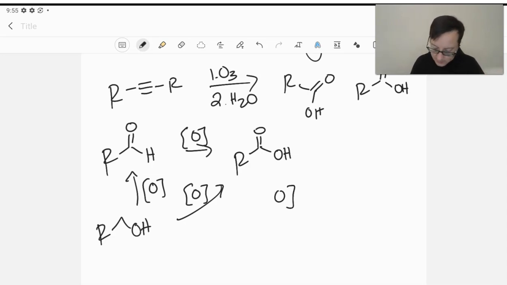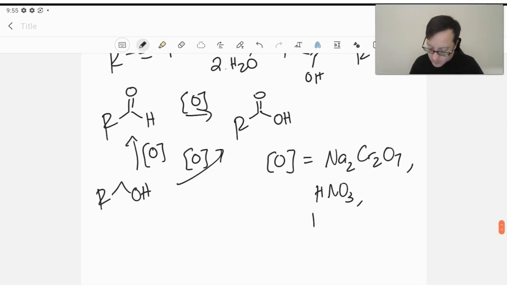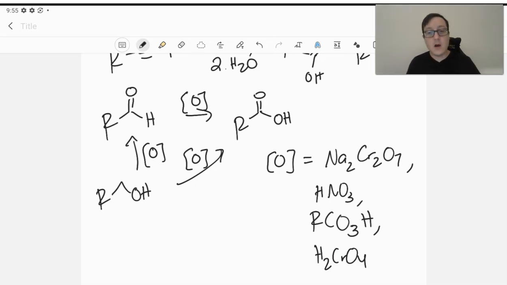So here, generally speaking, we're talking about dichromates. We're looking at nitric acid. We're looking at peroxy acids. We're looking at other oxidants like chromic acid. All of these things, any of them will oxidize an alcohol or aldehyde to a carboxylic acid. Has to be a primary alcohol, though.